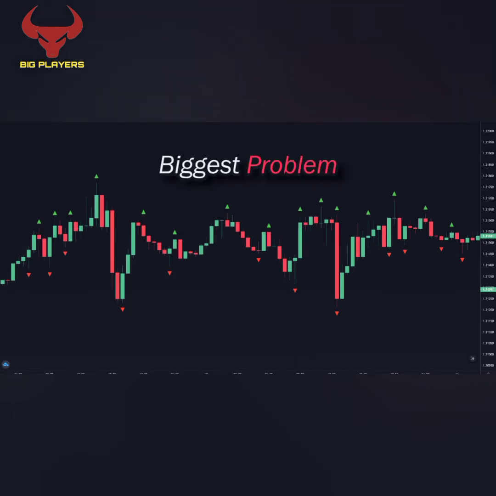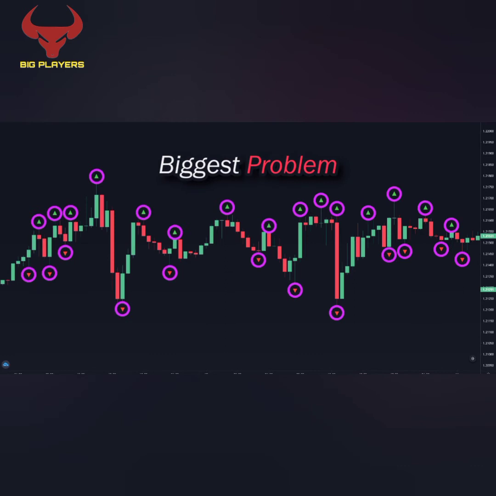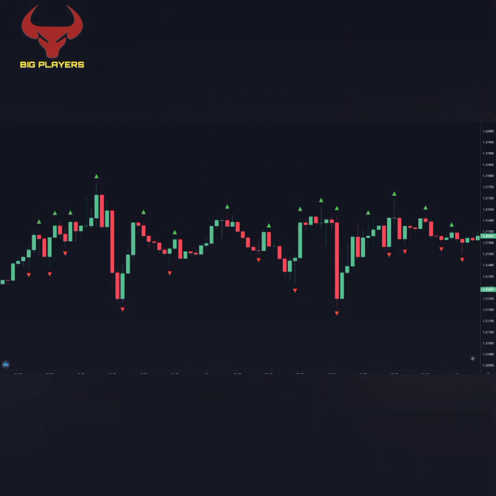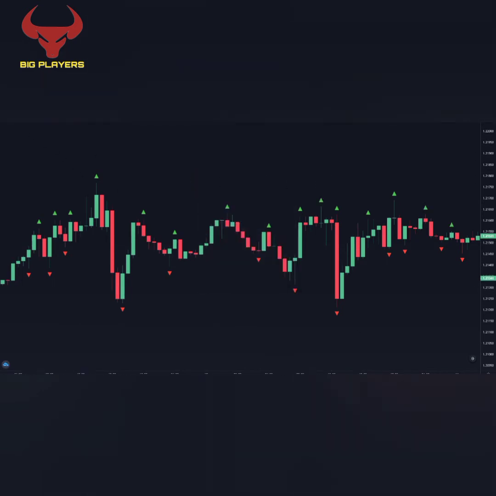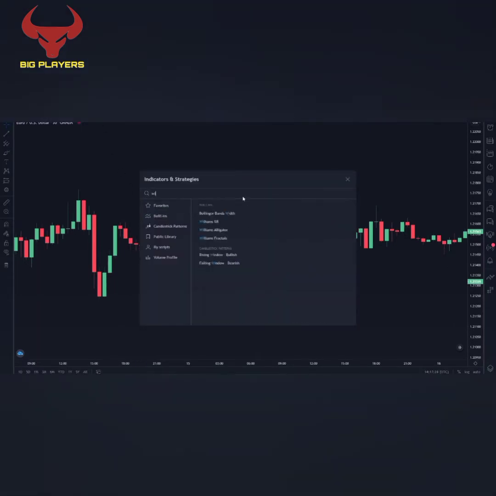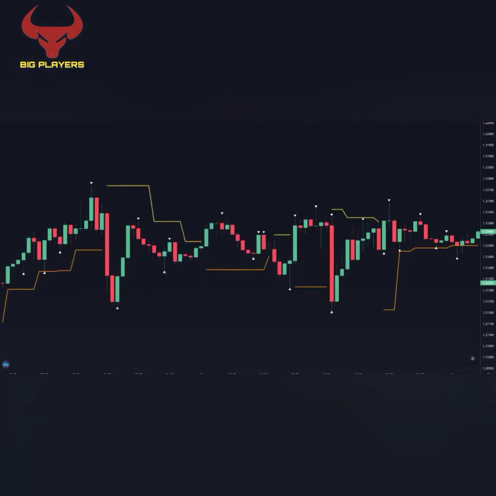Now, the biggest problem with the fractal indicator is that it is giving too many signals, which makes it confusing and hard to trade. And if you're using the built-in version of the Williams Fractal on TradingView, you cannot change any of the settings. So instead, I suggest using this one. It is called Williams Trailing Stop Loss by Simple Crypto. And the reason I chose this version is because you can actually change the settings.